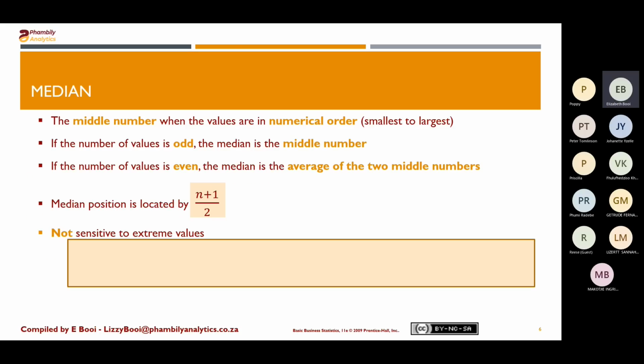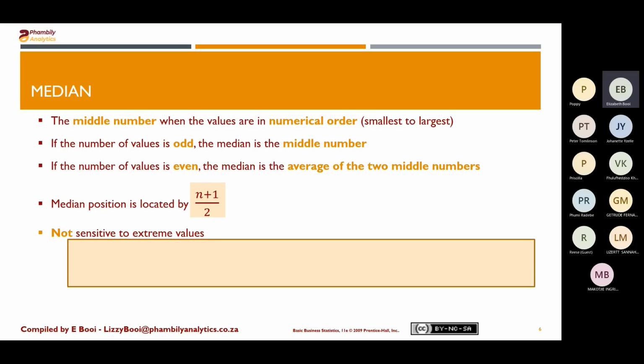What is then the median? The median is the middle number when your data is arranged in order, from ascending to descending, from the smallest value to the largest value. If your number of data values is odd, let's say 21, so I've got 21 data points, then the median will be the middle value of those 21.